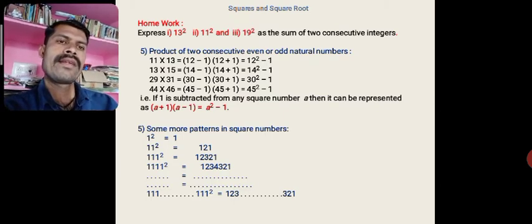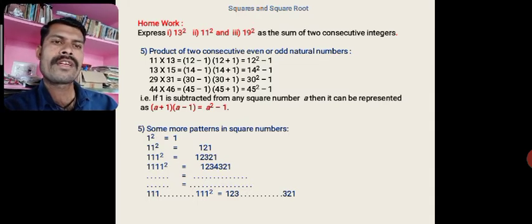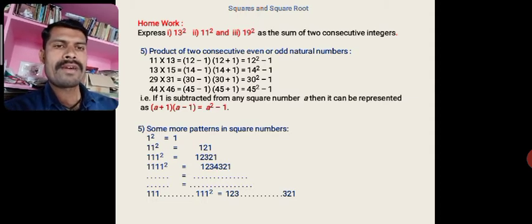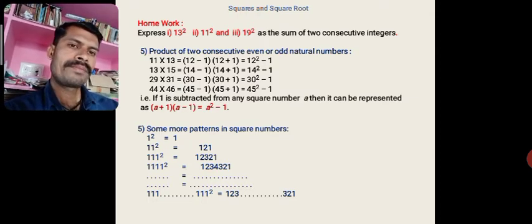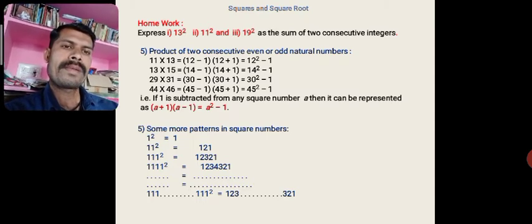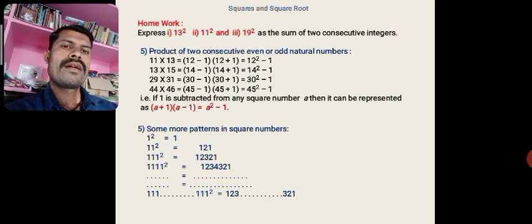1111 square is here 1234321, that is 1 2 3 4 3 2 1. If you read from left to right or right to left, you will get the same value. Is it? So going on like this, how can we represent the last number? It is 111 and so on.